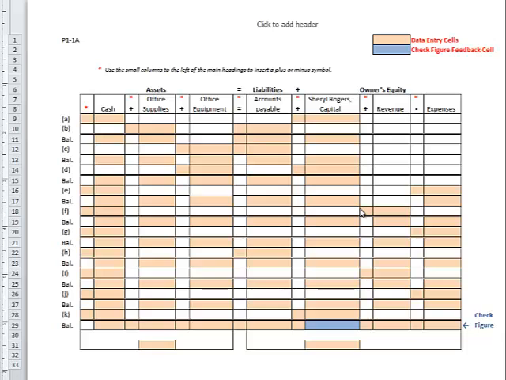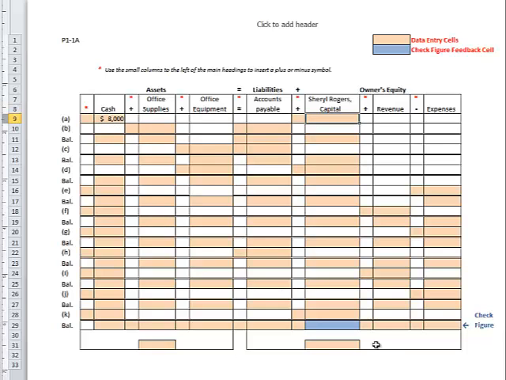In this problem, Cheryl Rogers opened a tutoring service, and she had the following transactions for January. In the first transaction, Cheryl invested $8,000 cash in the firm. Keep in mind that every time a transaction occurs, at least two accounts are affected. The first account is cash. The business had no cash until Cheryl invested the $8,000. So now the business has $8,000.